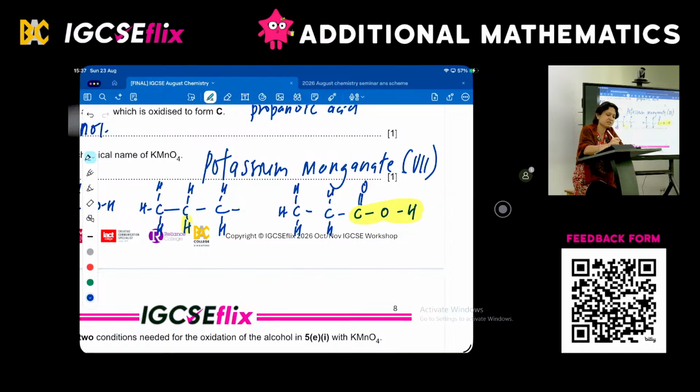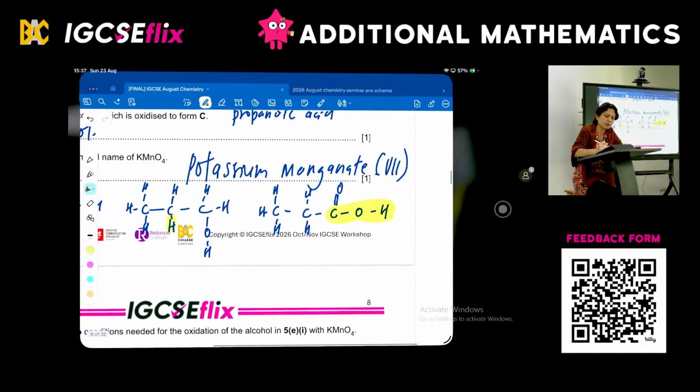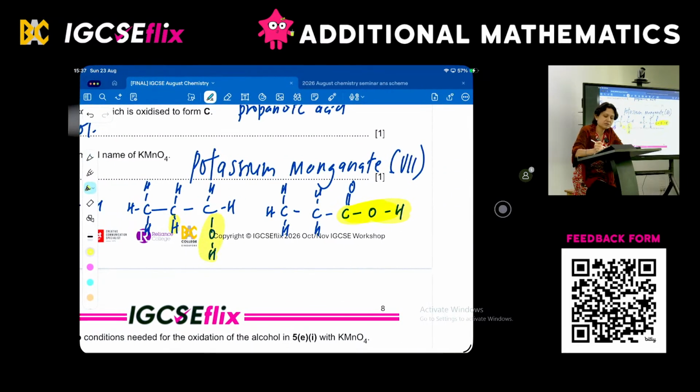Only if it's the first carbon can it become COOH. Can you see how this one is on the first carbon? Get it or not? That means this hydrogen and this hydrogen disappear to become a double bond O. Swap only, right? So the OH has to be on the last carbon.